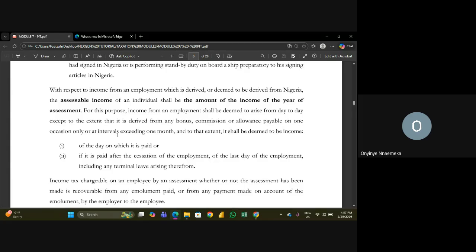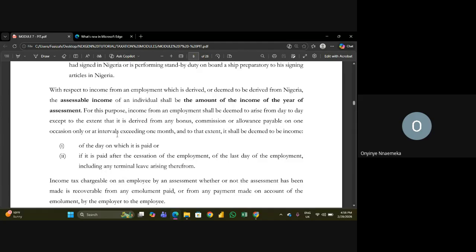And to that extent, it shall be deemed to be income of the day on which it is paid, or if it is paid after cessation of employment or the last of employment. All these jargons that they are saying, what they are saying is that we know your salary. Your salary is quite explicit. You earn this amount per month. And according to the tax authority, this money that you earn per month accrues to you every day. Like daily, if you go to work on Monday, there's an amount, part of your salary, that already belongs to you. That's how it works.